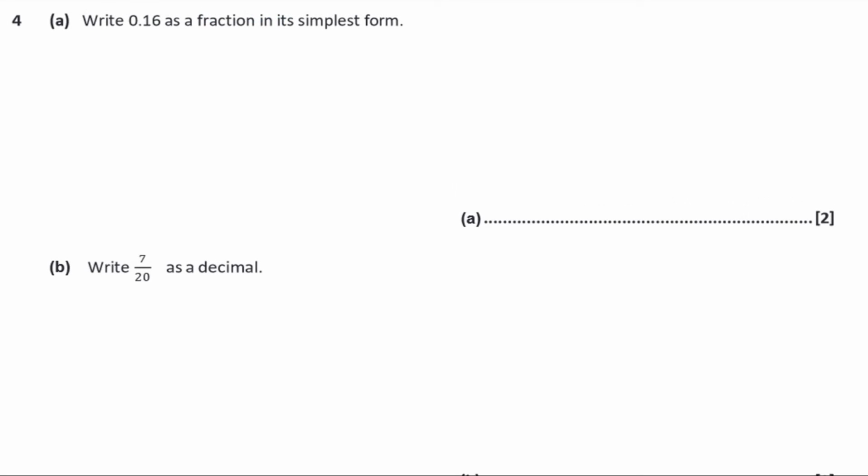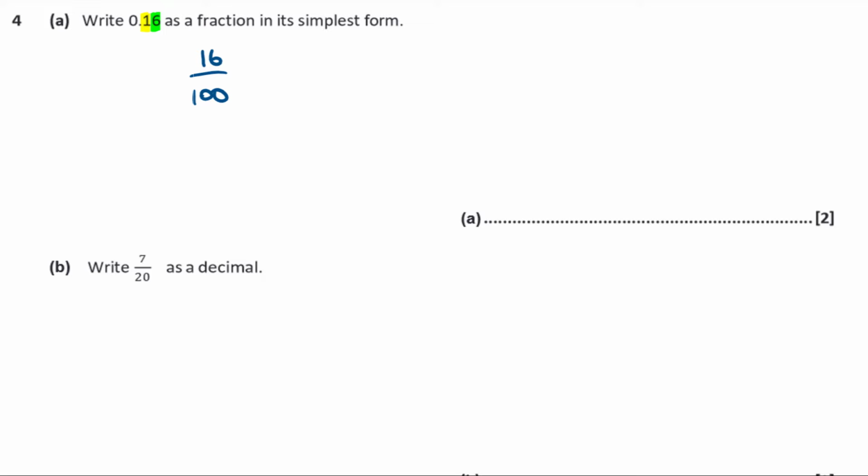Question 4a, write 0.16 as a fraction in its simplest form. Now, after the decimal place, the first digit represents tenths, and the second one represents hundredths. So I'm going to rewrite this as a fraction over 100. So 0.16 is the same thing as 16 100ths.